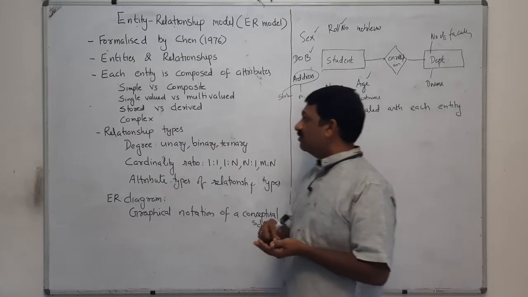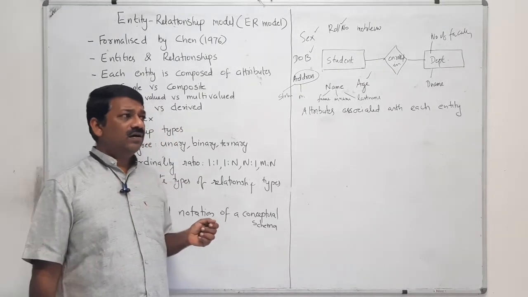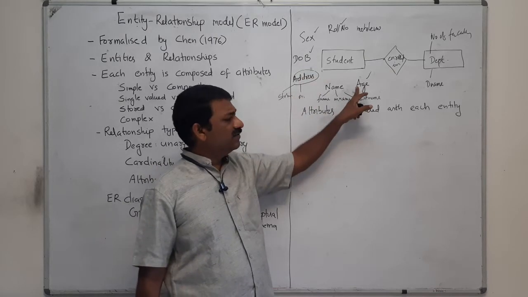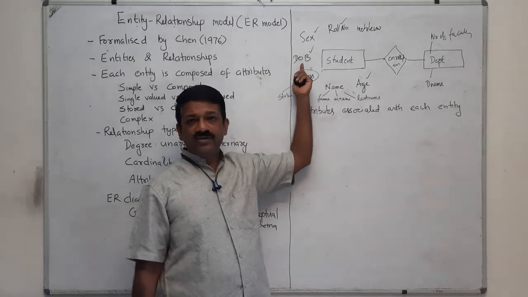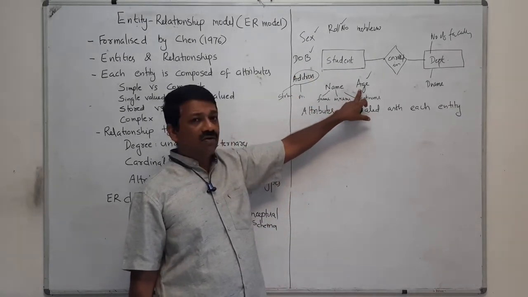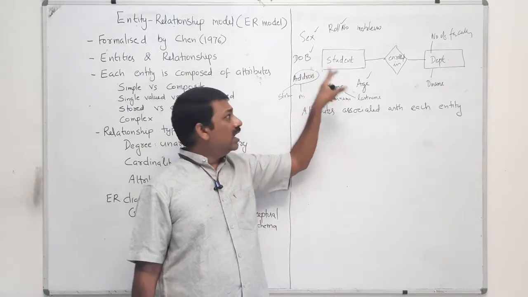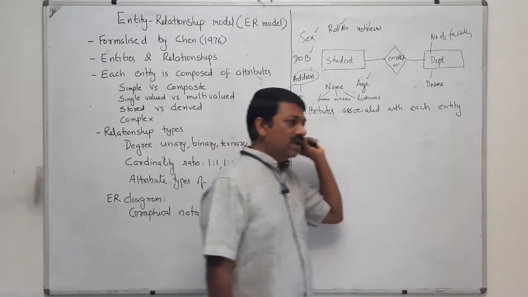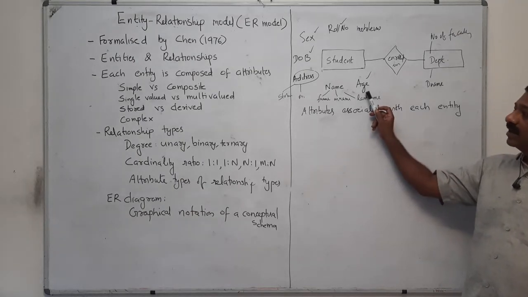Next is stored versus derived. See, for example, here this date of birth is there and age field is there. Actually, this age can be derived from this date of birth. Okay, that means this is not a concrete one. That means this depends on this date of birth. That means this is a derived attribute. Here, there is no need to give an age field.